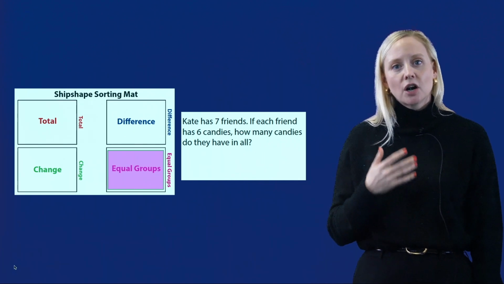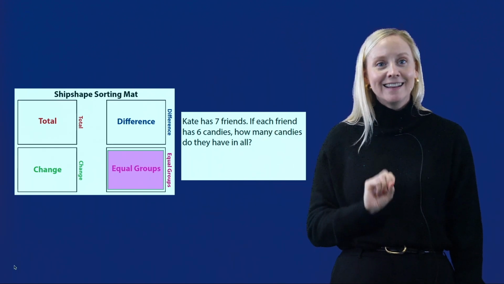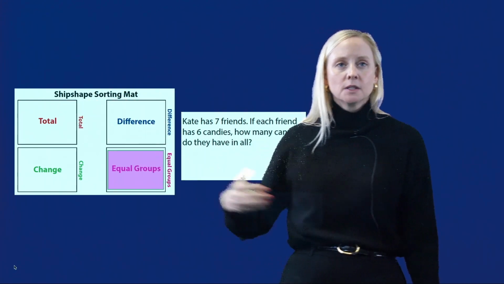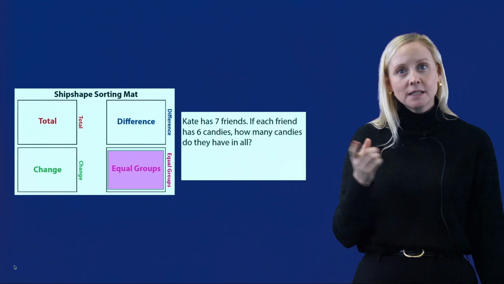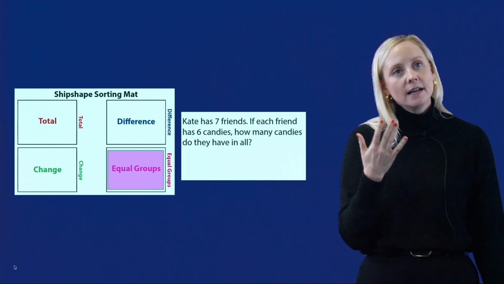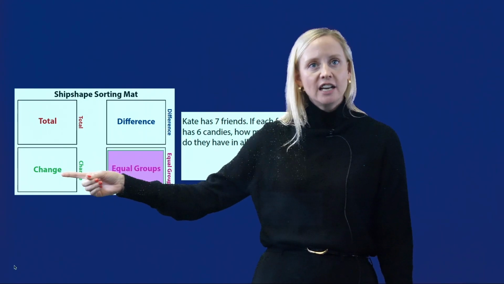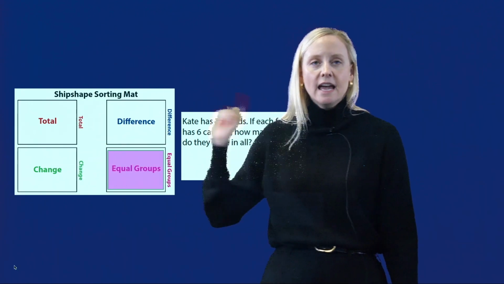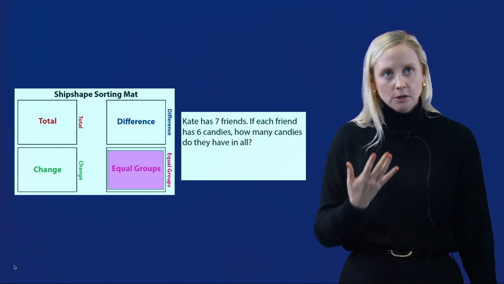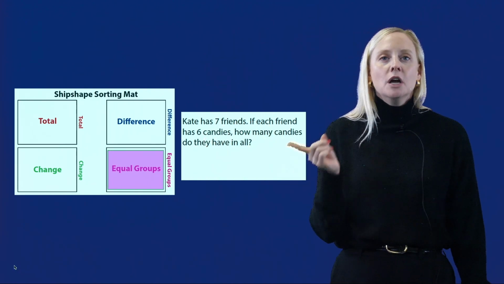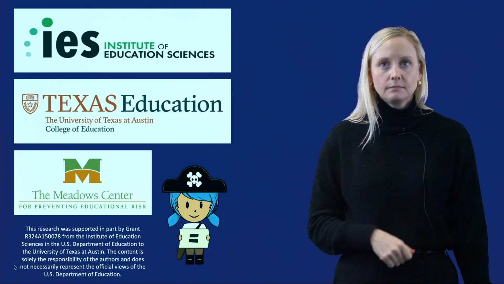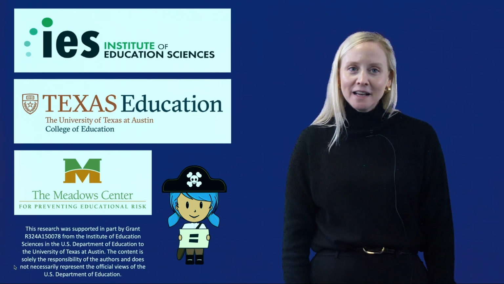So here, as students are introduced to Shipshape Sorting, this activity starts in lesson 3, we will introduce total problems. When we introduce difference problems in lesson 8, you as the teacher will pull total and difference problems. And then in lessons 14 and 15, we introduce change problems, so you will pull total, difference, and change cards. And then at lesson 21, you can begin adding equal groups cards to the mix. So we only want to introduce word problem cards of the schemas that the students have learned. So that's just a quick Shipshape Sorting activity.